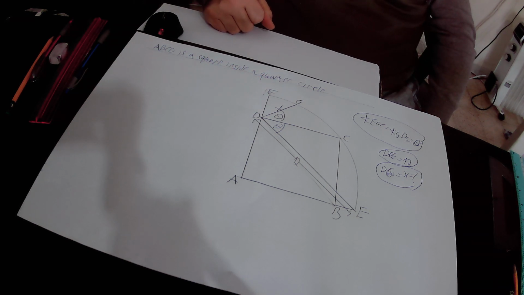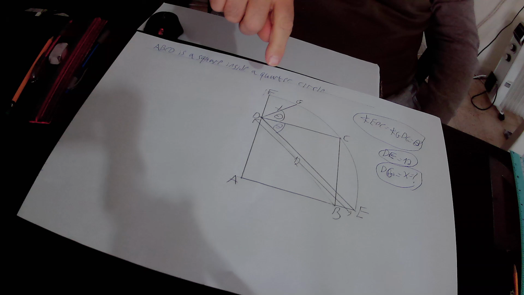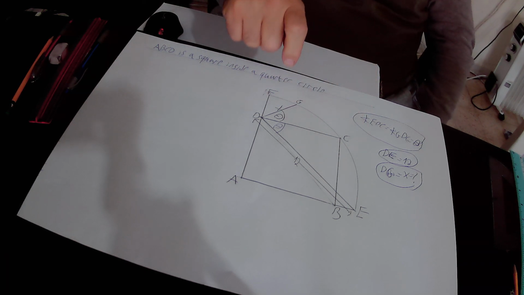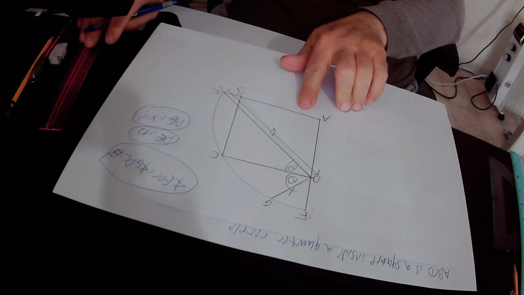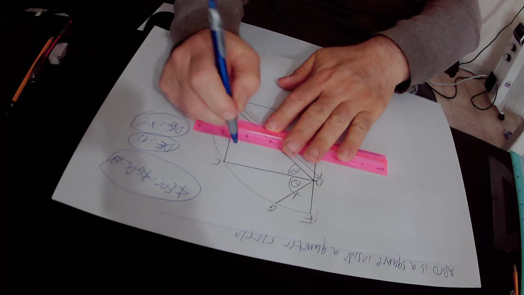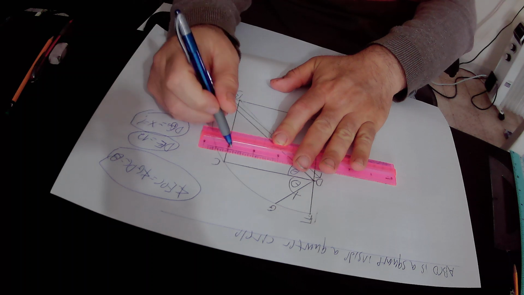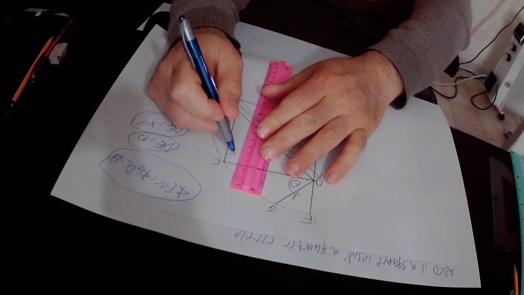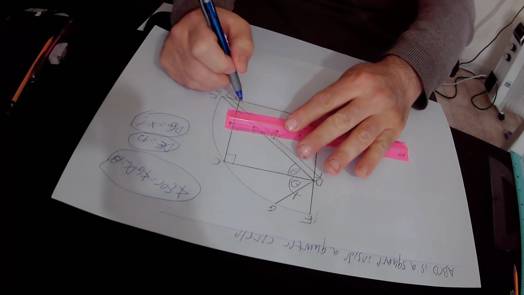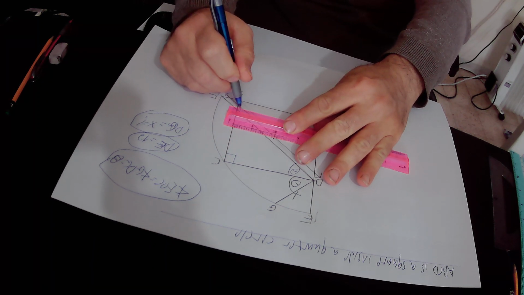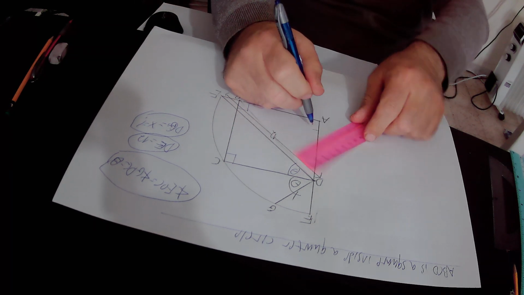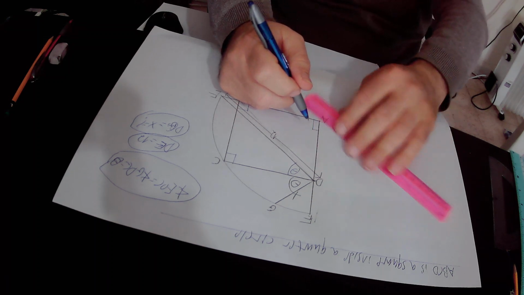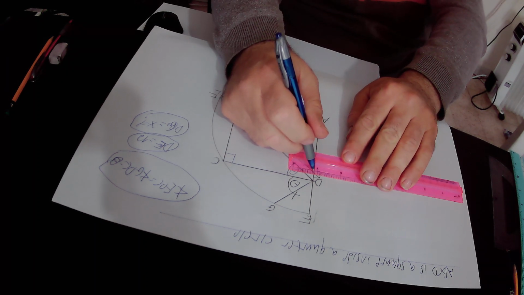So first of all, because ABCD is a square, we know that all the angles inside a square are right angles. So this angle equals 90 degrees in its size. This is also a right angle. This angle equals 90 degrees. Finally, this angle also equals 90 degrees in its size.